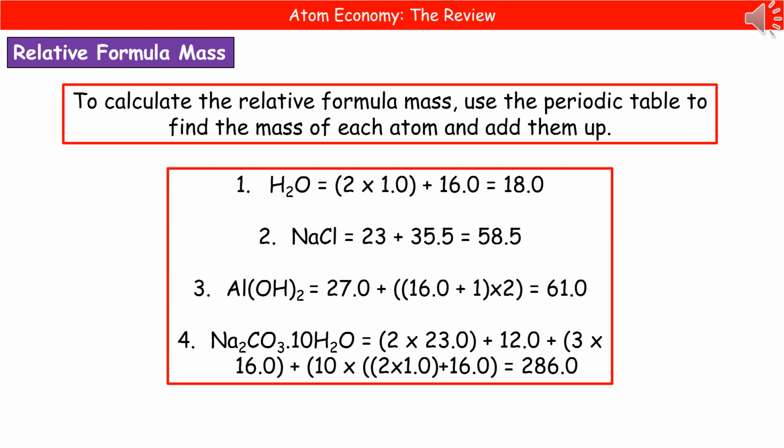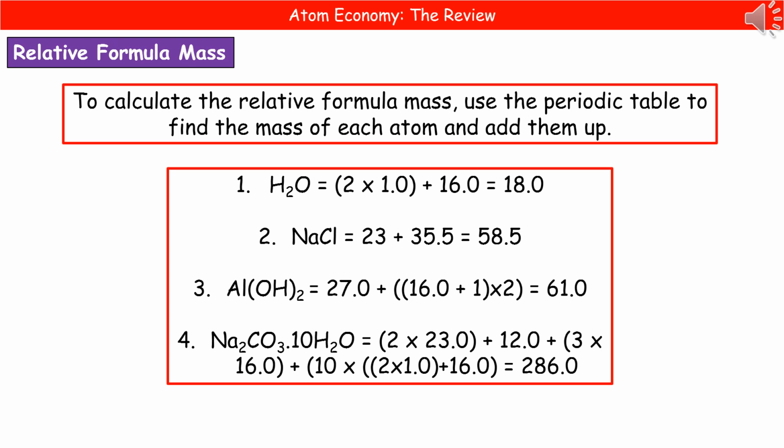So you use the periodic table to find the mass of each atom and then just add it up. That's all we've got to do here. So I've given you 4 examples underneath there just to remind you of a couple of things. First one, to work out our water, the formula is H2O. The little 2 there only applies to the hydrogen. So 2 times the atomic mass of hydrogen, which is 1, plus oxygen, 16, gives us 18.